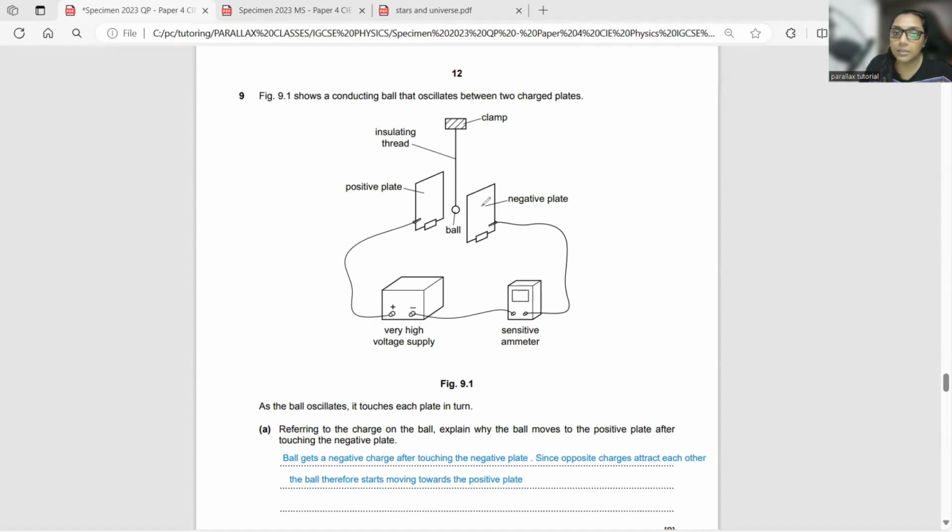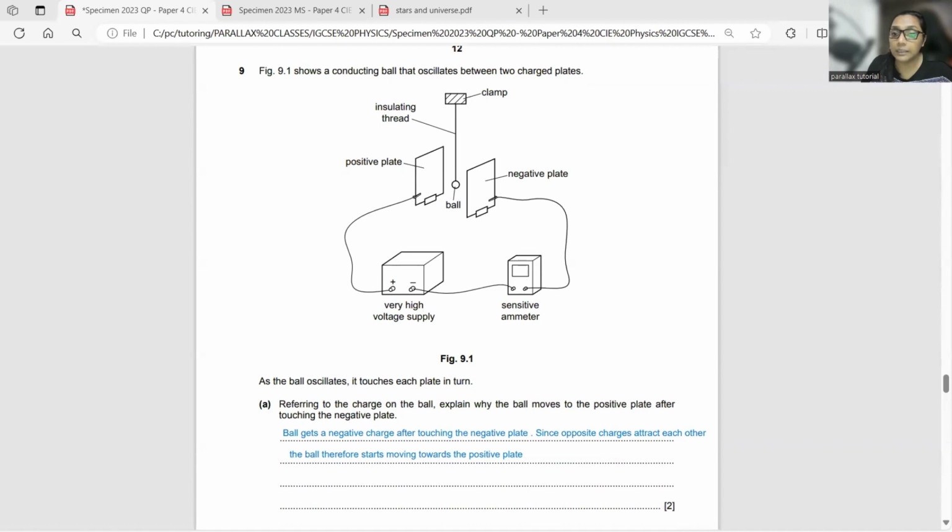charged plates. So these are the 2 charged plates. As the ball oscillates, it touches each plate in turn. Referring to the charge on the ball, explain why the ball moves to the positive plate after touching the negative plate. Let's have a look at the answer. The number of points this answer holds is 2. Therefore, 2 solid points required.